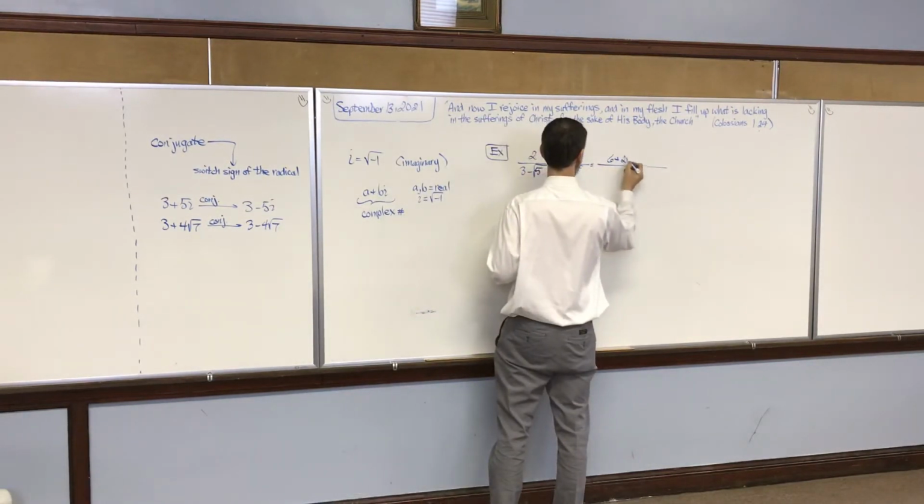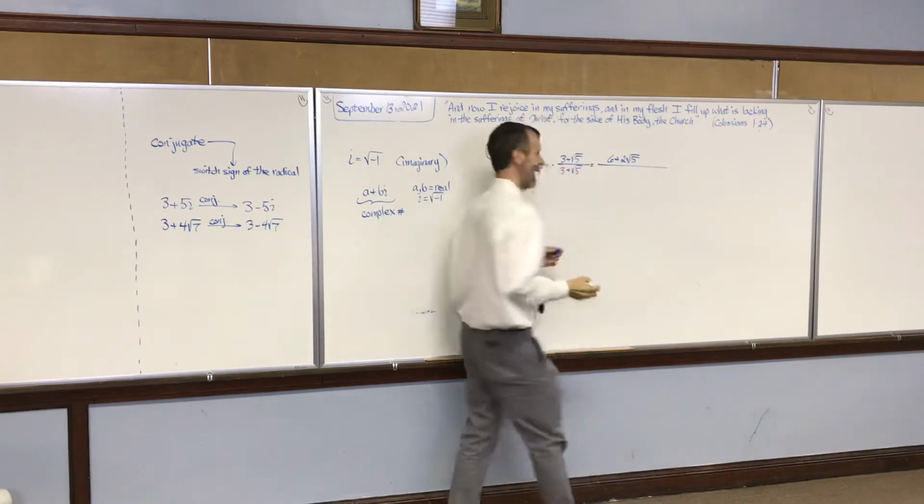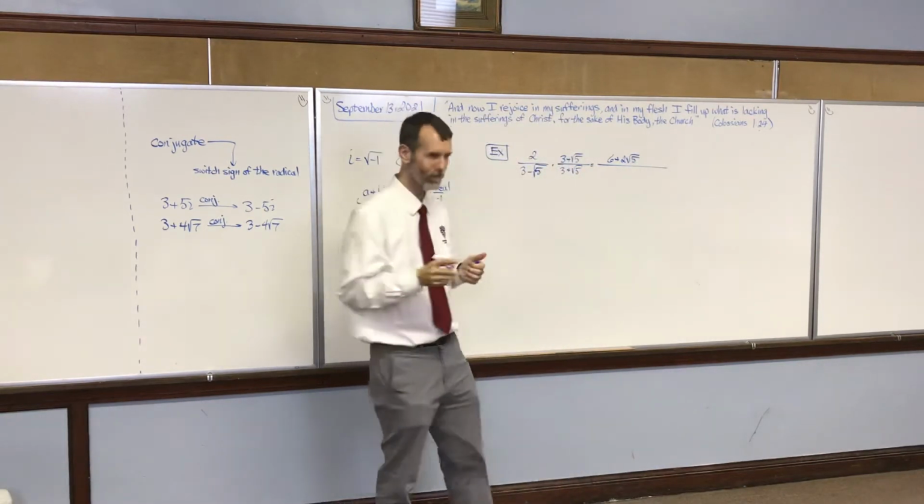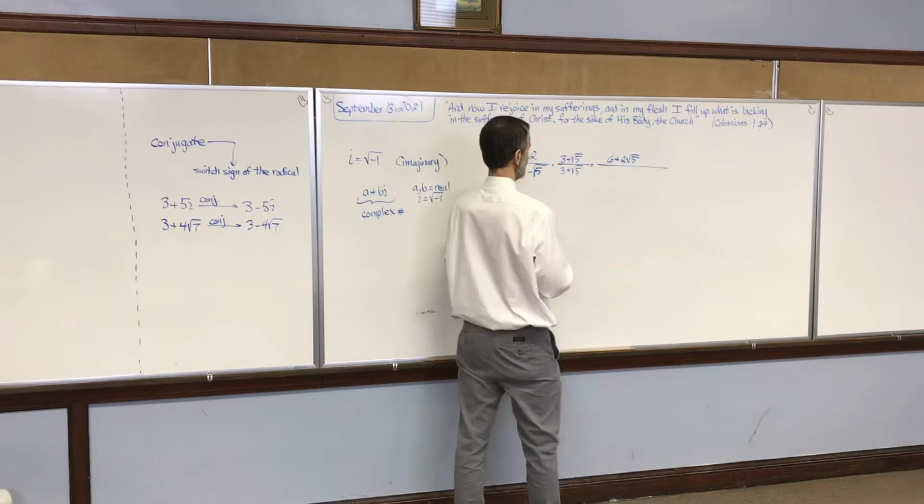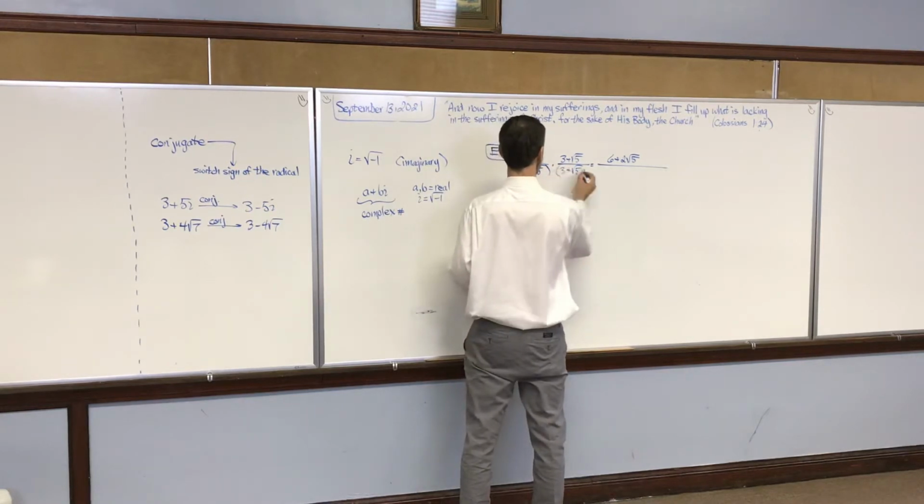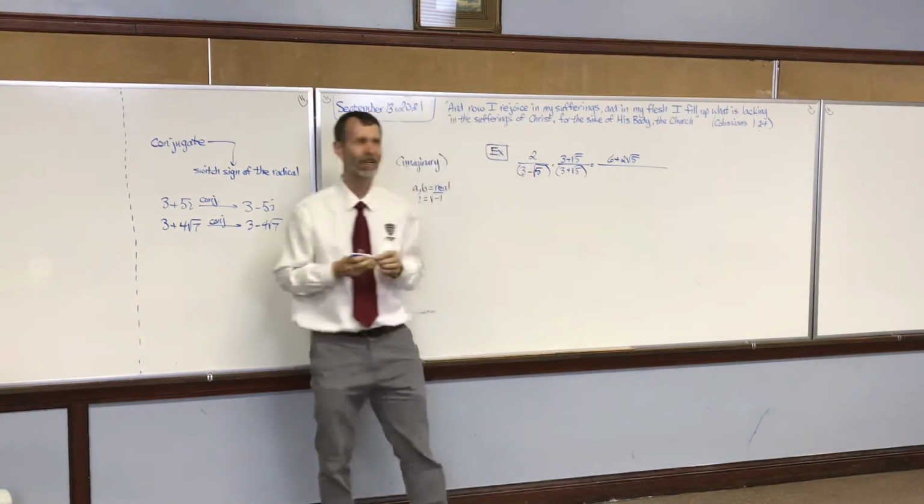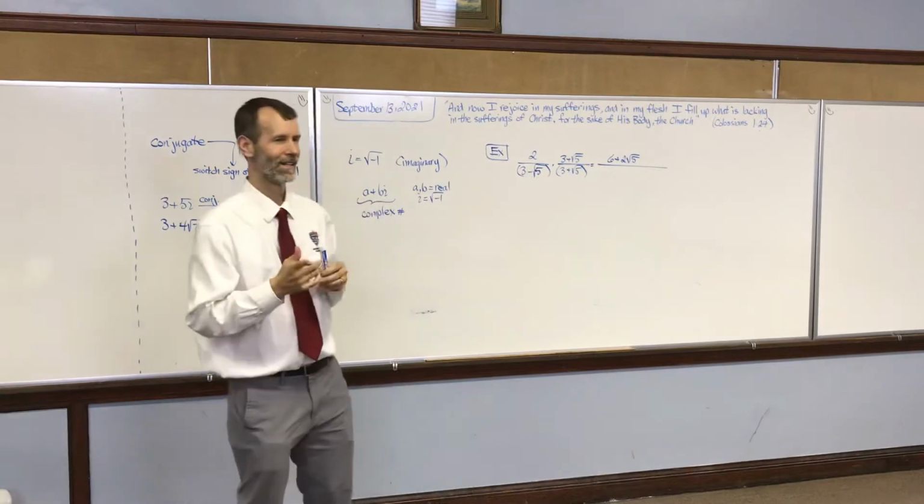6 plus 2 radical 5. Very good. 6 plus 2 radical 5. And how do you multiply the bottom? Look at it here. Putting in parentheses makes it a little easier. Go ahead.